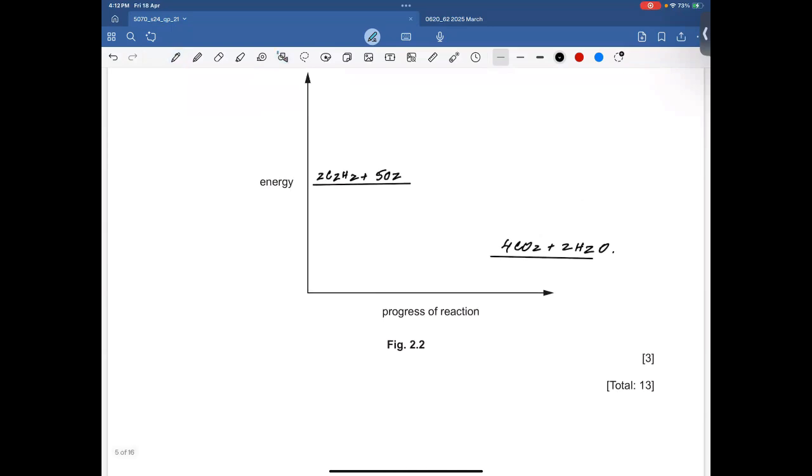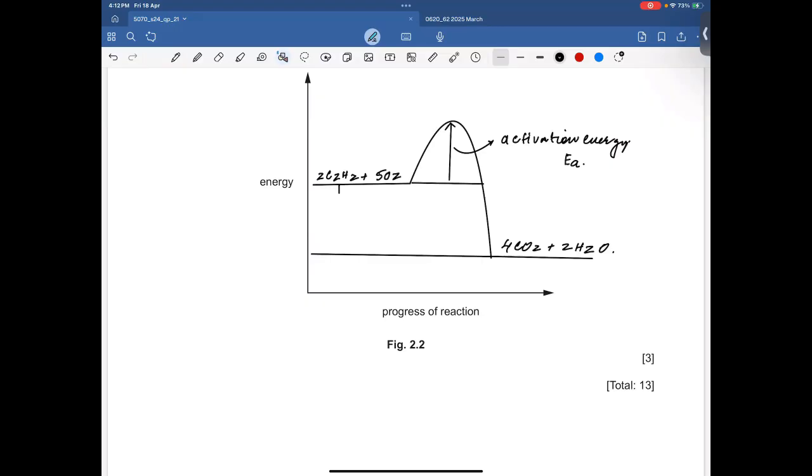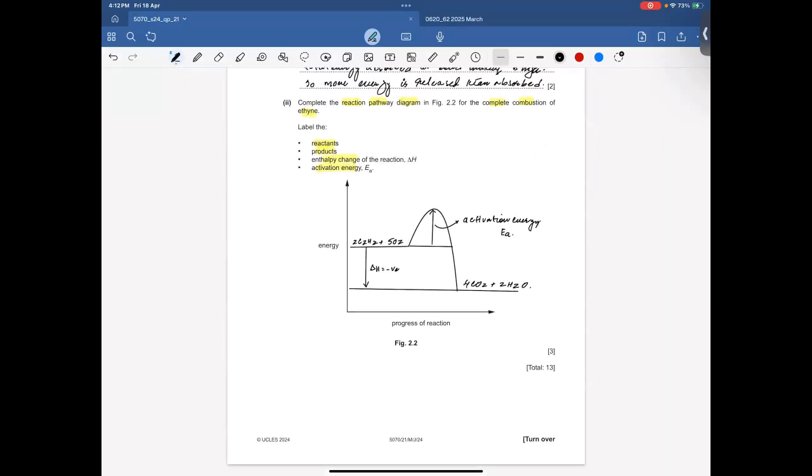Now we need to mention the energy barrier like this. This is going to be the activation energy, which we represent with EA. And we need to mention the enthalpy change arrow. For all exothermic reactions, the delta H arrow needs to be downwards. And this is your delta H, and its value needs to be negative. Okay, so that's the end of this question. Let's move on to the next one.